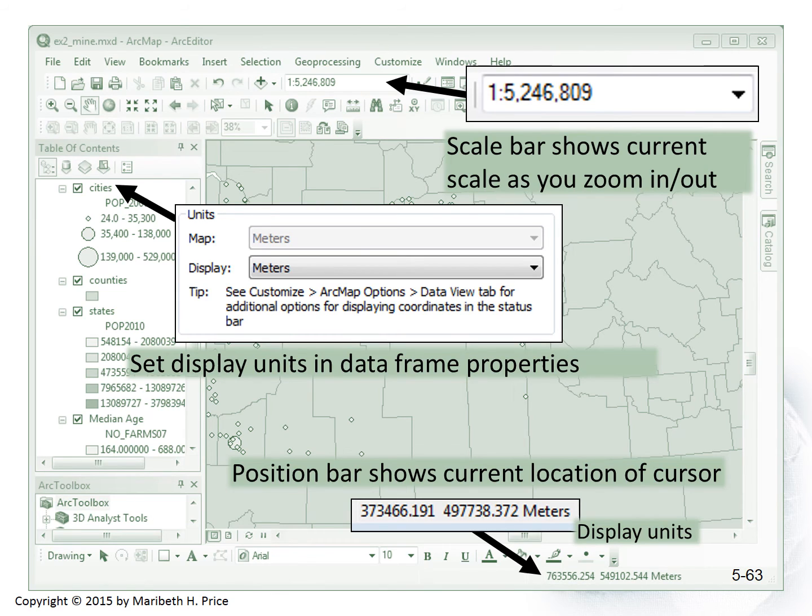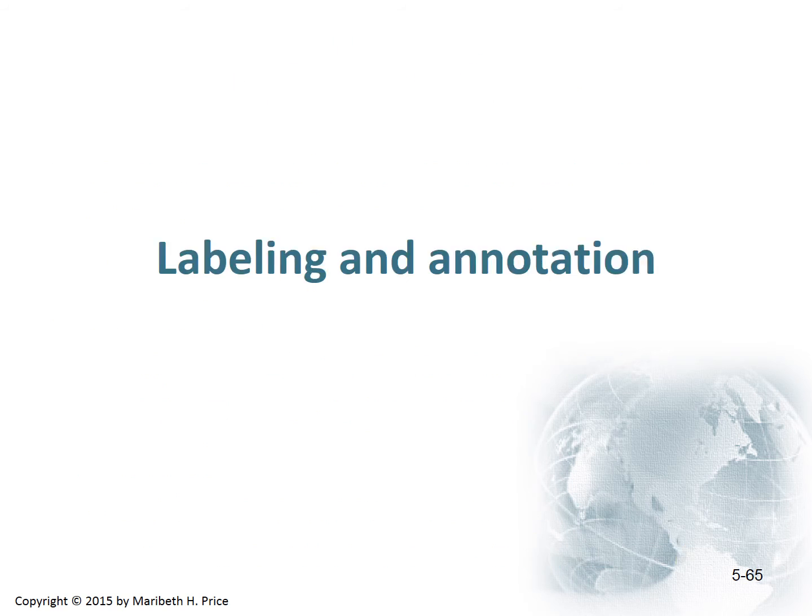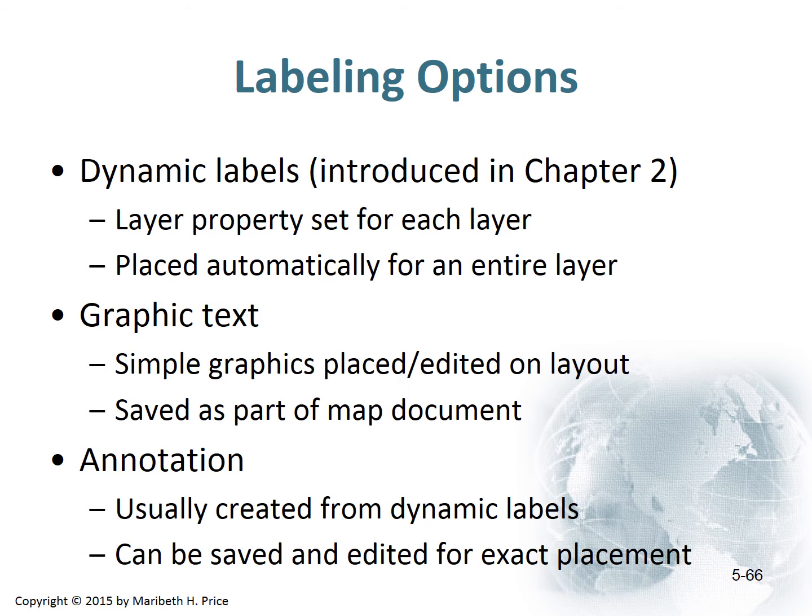So the scale bar shows the current scale as you zoom in and out. The map units, if you check on that, tells you how things are displayed. And then down at the bottom, there's another window that displays the current cursor location in terms of its actual coordinates. So when we look at setting up the display units, you go to the data frame properties under units, and you can adjust those to whatever it is that you want, and that will change what shows up at the bottom of the screen. Doesn't change any of the things related to projection, simply changes how the data is displayed in terms of the display units.